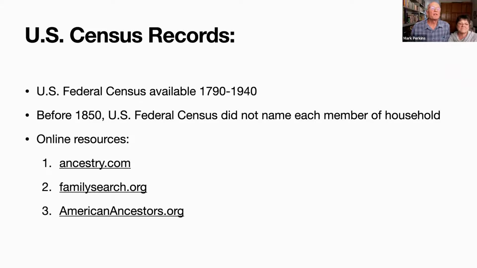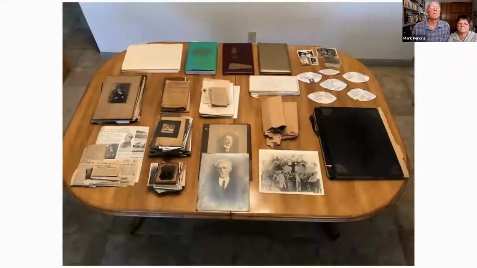Online resources for the census, the gold standard here is Ancestry.com, just because it has the most complete set of images and indexes. But you can also find census resources on FamilySearch.org. The nice thing is that it is a free site. And you can also find some census material on AmericanAncestors.org.